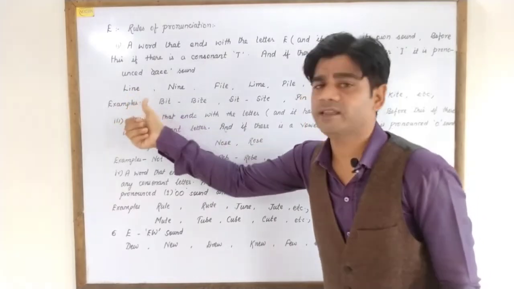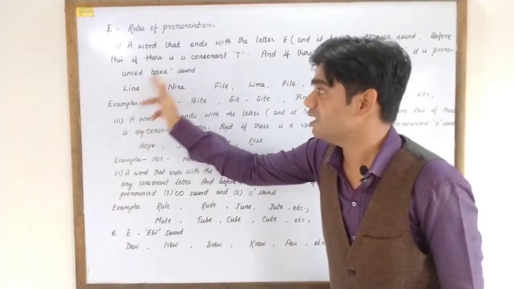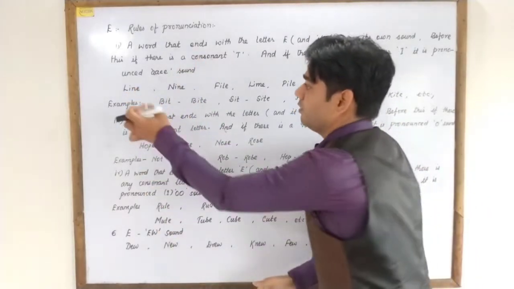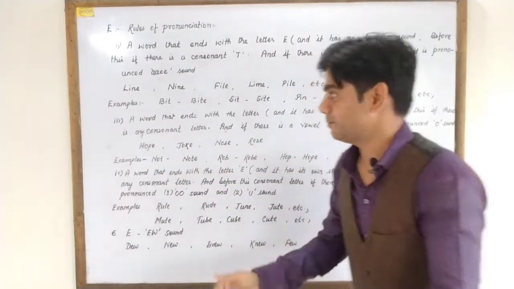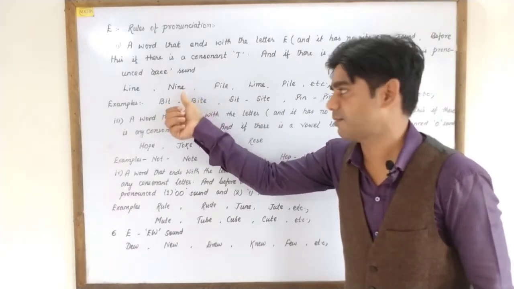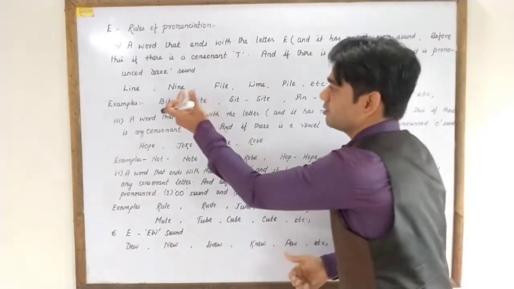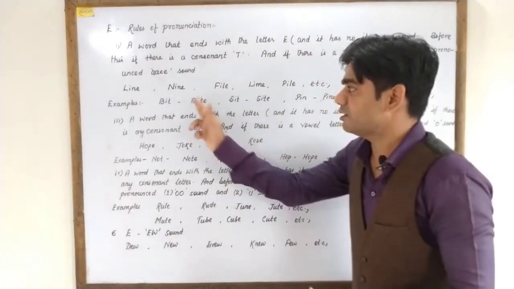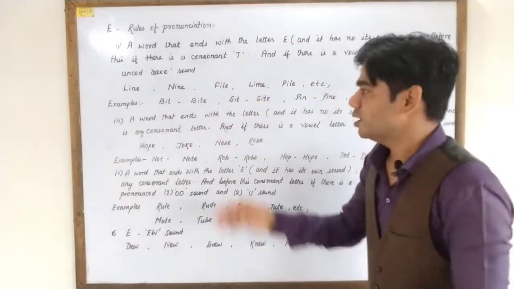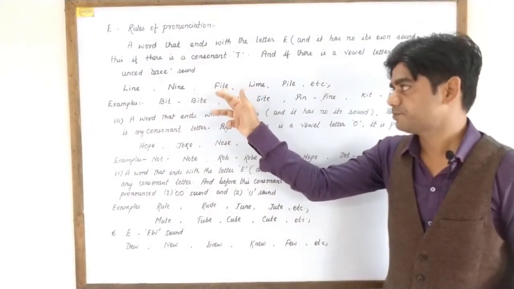L-I-N-E. This word ends with the letter E, and before it there is the letter N. N is a consonant, and before this N there is the letter I. So how will we pronounce it? Line. Now another example: N-I-N-E. The same rule. The word ends with E, before it there is N, and before N there is I. So we pronounce it: nine.